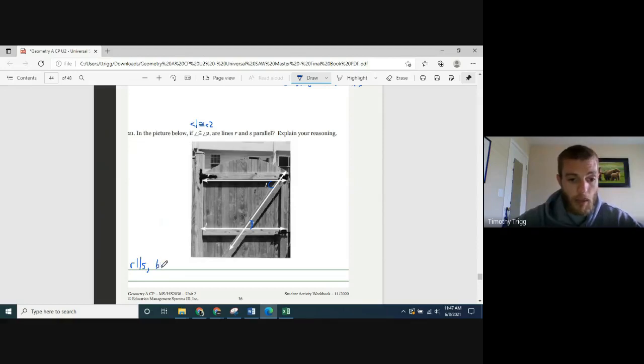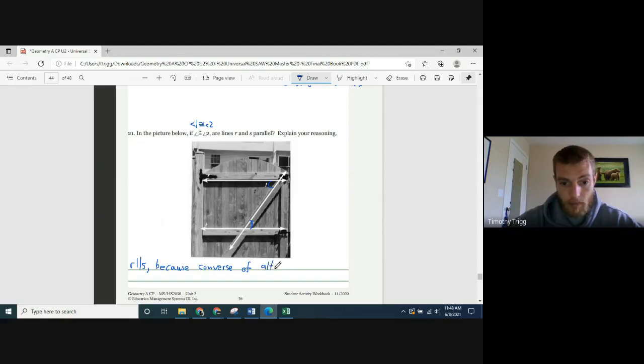Because why? Okay, so because. And remember, we're showing lines are parallel, so we're going to be using converse of what? In this case, what's their relationship? These are alternate interior angles. So alternate interior angles.